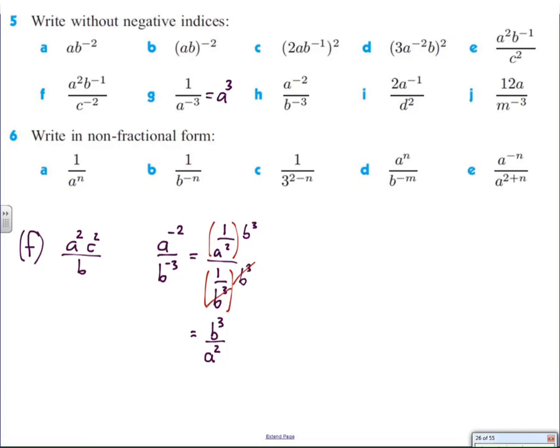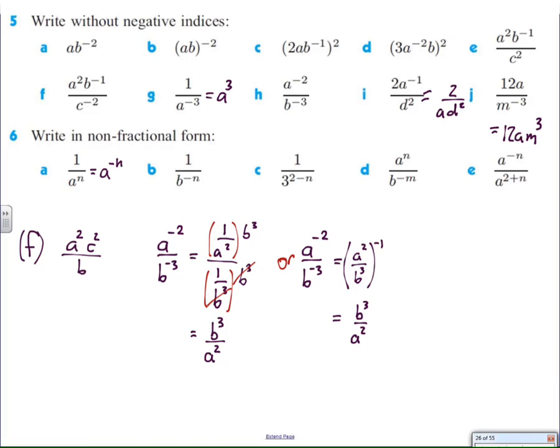Moving on to letter I. Oh, sorry, second approach here. One way you could do this is you could use power of a quotient. That is to say, these are both negative exponents. Let's extract the negative exponent and just have a squared over b cubed. We know that a fraction to the negative power is just the reciprocal of that fraction, giving us b cubed over a squared. Same result.